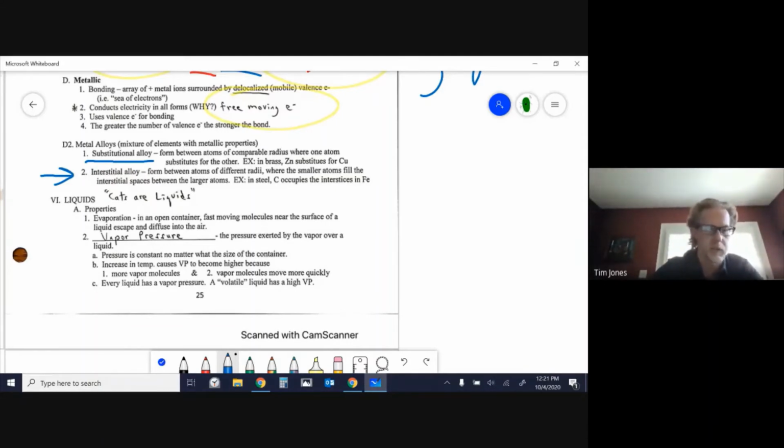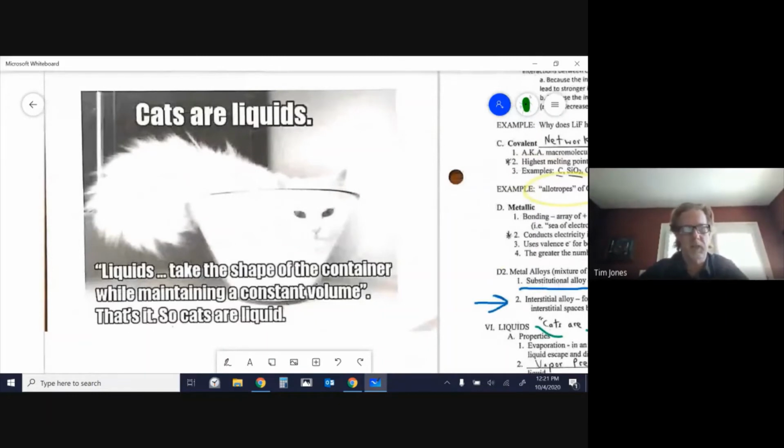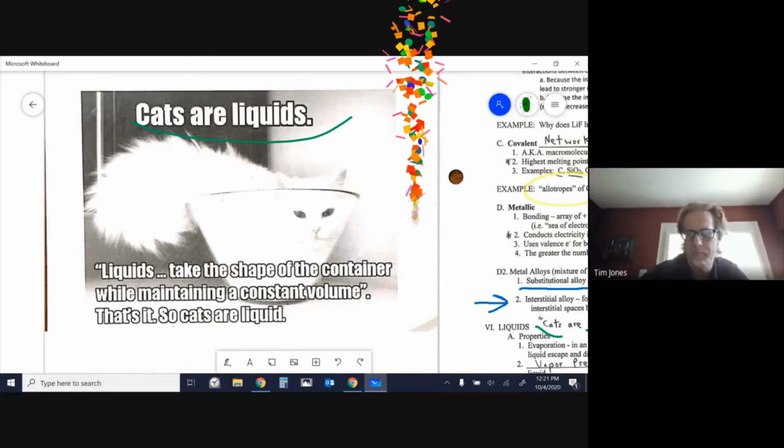Now, moving to liquids past the solids, I have this silly phrase here. It just comes from a meme that was popular years ago, in which, if you look at the definition of a liquid, liquids take the shape of their container, but they keep a constant volume. It's been noted if you put a cat in a container like this, its hair kind of takes up the shape of the container. So according to that definition, cats are liquids. It's just kind of fun.